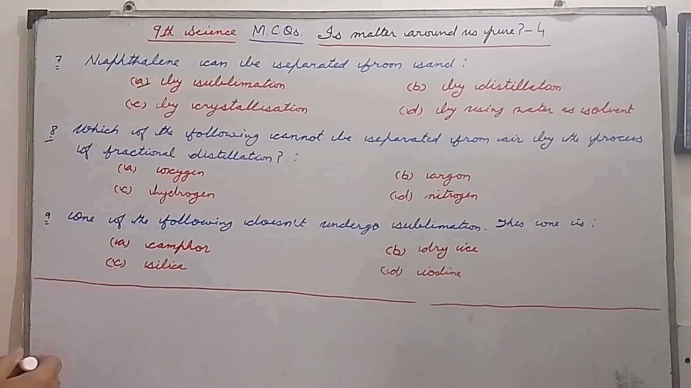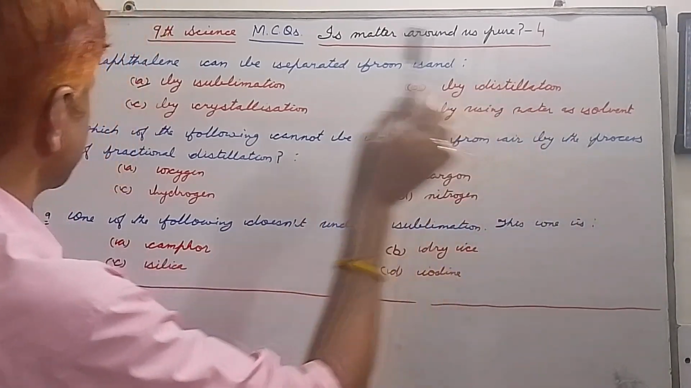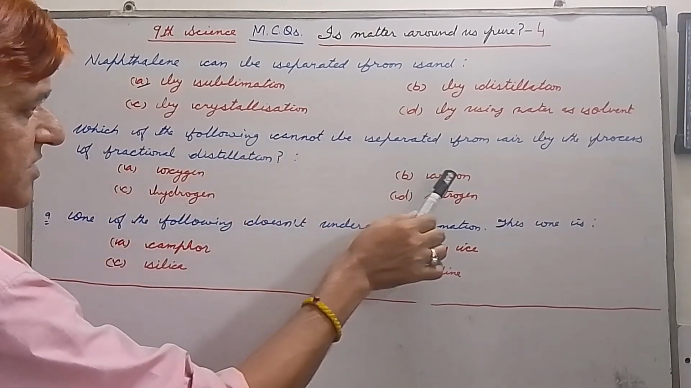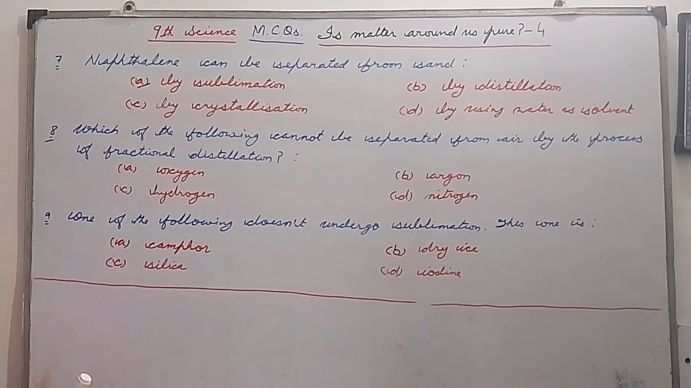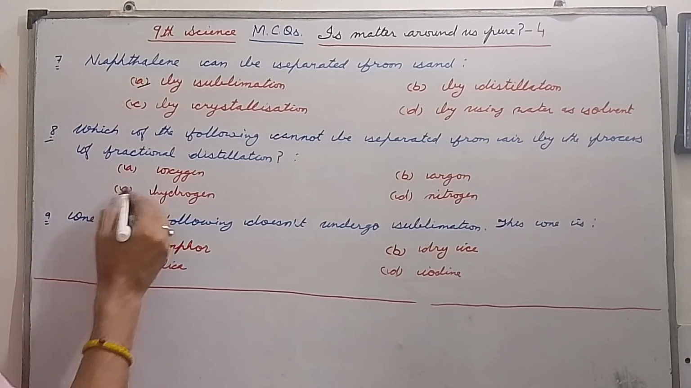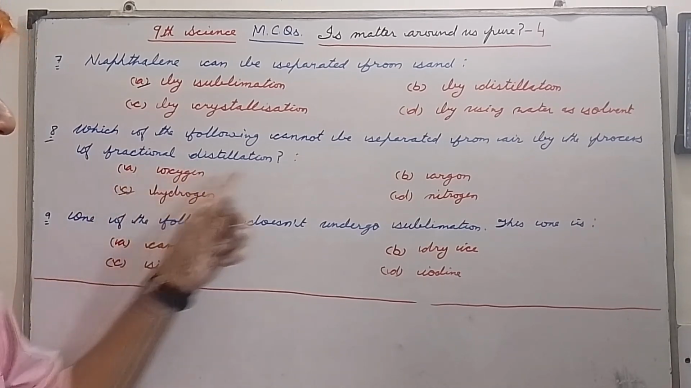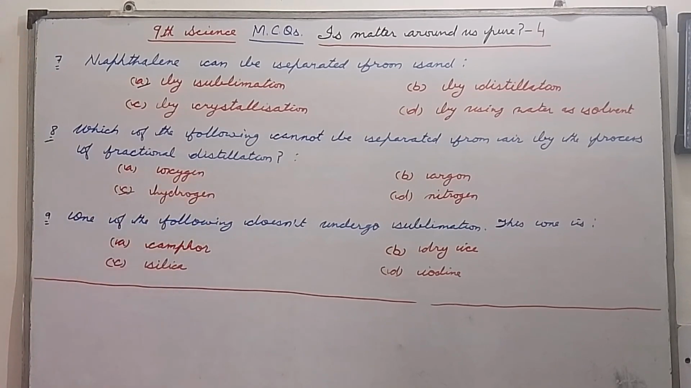Question number 8. Which of the following cannot be separated from air by the process of fractional distillation? First option is oxygen, B is argon, C is hydrogen, and D is nitrogen. So my dear students, obviously the answer is C, that is hydrogen, because hydrogen is not present in air. Oxygen, argon, nitrogen, all these gases are present in air.